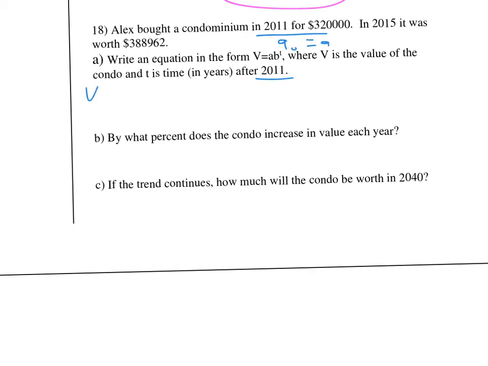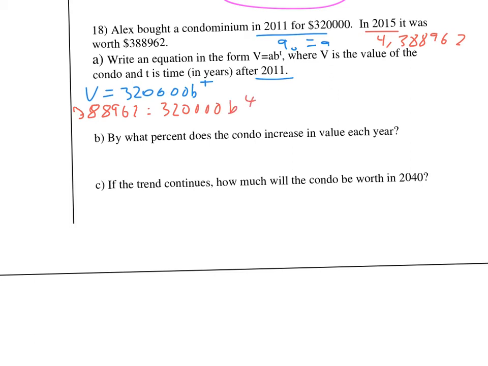And so I know that it's going to be V equals $320,000 times some B value to the power of T. And then our other point we have here is that after 4 years, it's worth 388,962. So I'll go ahead and plug that in. All right, so then we'll divide that over. So I'm going to go ahead and write it over here as 388,962 divided by 320,000 equals b to the 4th power.